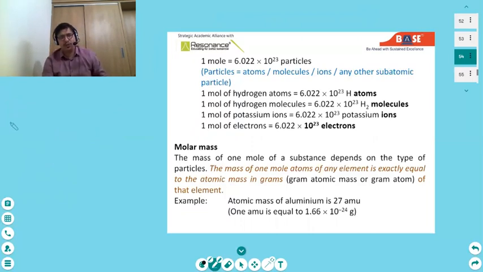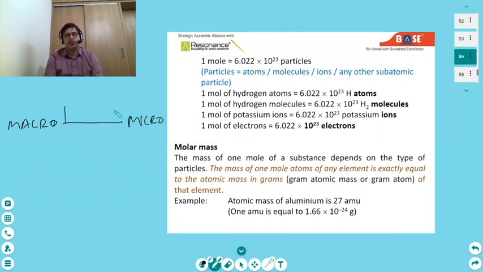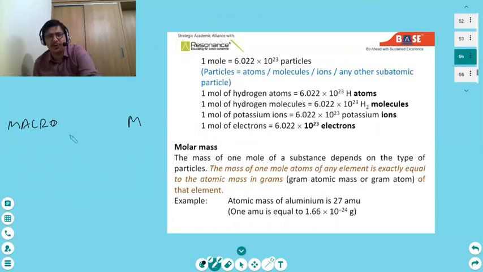There are two types of world: the macroscopic, which is very big, like mountains, sea, water, trees, and the microscopic, like bacteria, fungi, atoms, ions. So Avogadro number acts as a bridge between both, between the macroscopic and microscopic world. So that's for your knowledge.